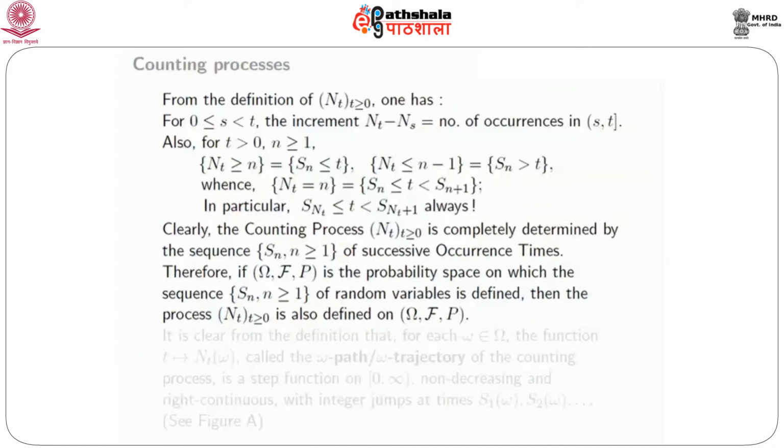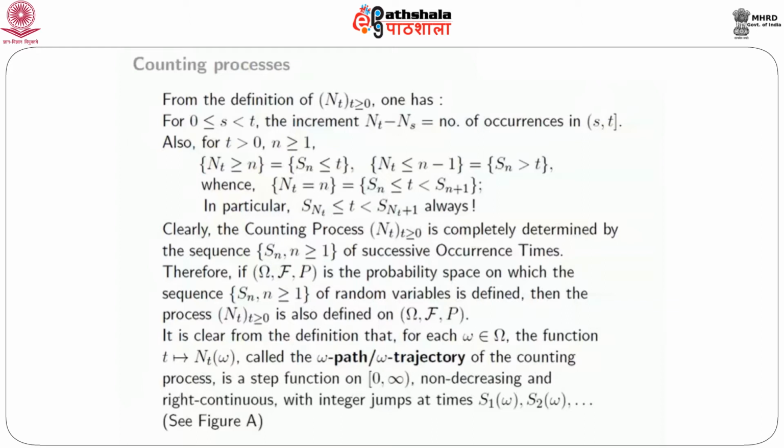Also, if you fix any t positive and n greater than or equal to 1, then you can see that the event Nt ≥ n, meaning that at least n events have occurred up to time t, is the same as Sn ≤ t. That is, the time of nth occurrence is less than or equal to t. Of course, by looking at the complement, Nt < n, which is the same as Nt ≤ n - 1 because Nt only takes integer values, would be equal to the complement of Sn ≤ t, which is Sn > t. From which you can easily see that Nt = n would be the event that Nt ≥ n but Nt < n + 1, from which you get that these two events are the same.